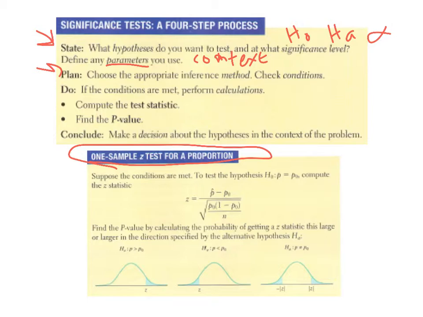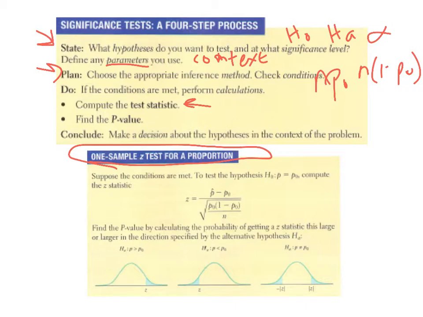And then you'll need to check conditions. Remember that when you check conditions, you need to use your null hypothesis value when you're doing your np and your n times 1 minus p. You need to use that value, not your sample value. Okay, and then you perform your calculations. Again, you must perform that test statistic. That is almost always a point on the AP rubrics, so you need to be sure that you perform that test statistic.